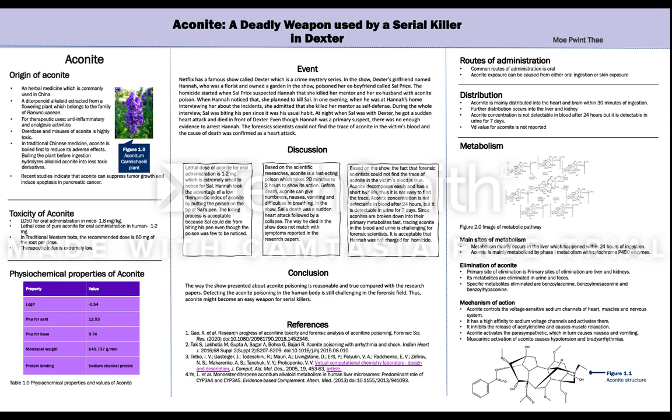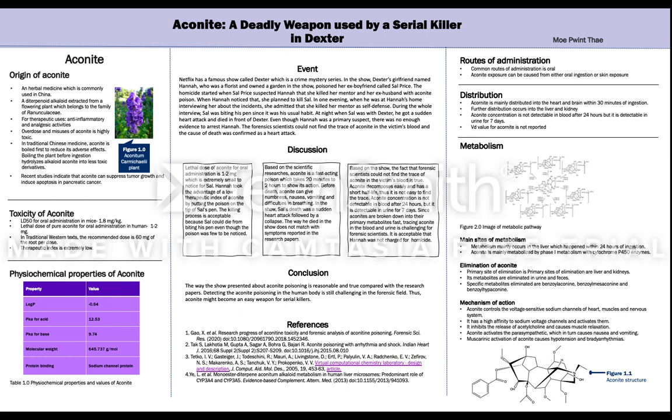That's how Hannah took advantage of the low therapeutic index of aconite by putting poison on the tip of Cell's pen. So the killing process used in the Dexter is acceptable because Cell could die from biting of his pen, even though the poison was very few to notice. And my second question was why Cell Price did not die instantly from the poison and died a few hours later.